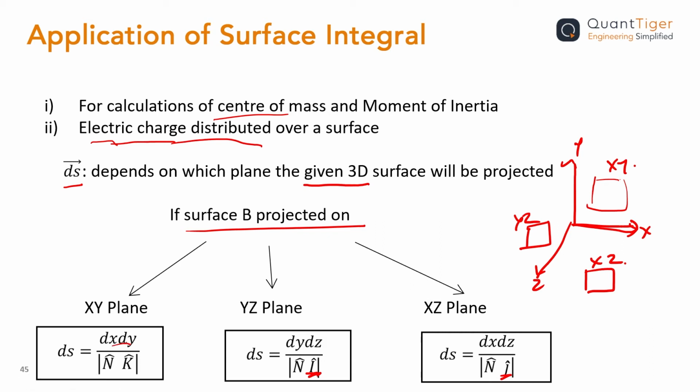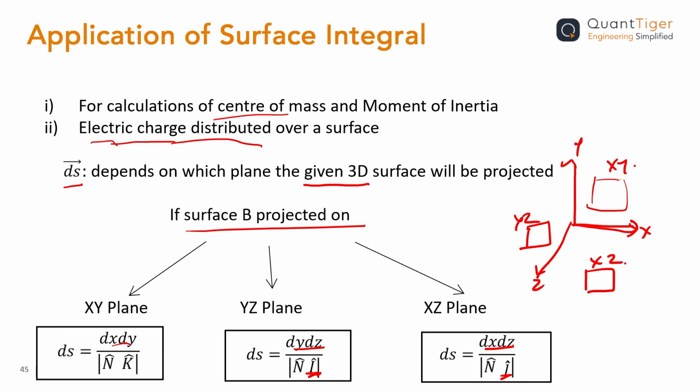According to this, you have to keep in mind how the ds value will change. It depends entirely on where you project the given surface, in which plane you project it. It is a very important concept and you should understand it, because it will change according to the question. If you understand this, it will be easy for you to solve the questions, to decide what ds to take, and accordingly do the calculation.